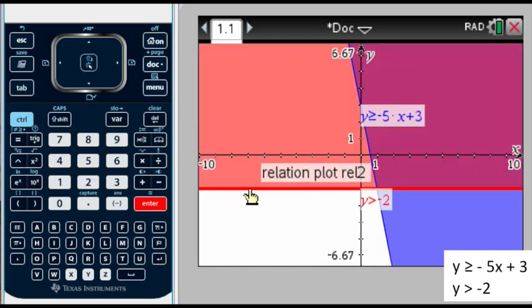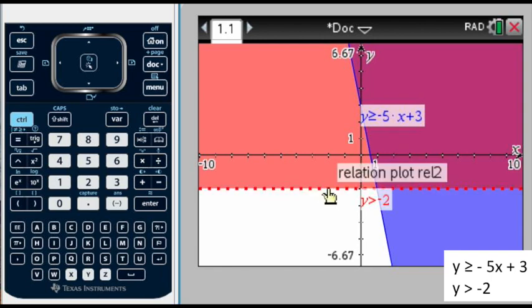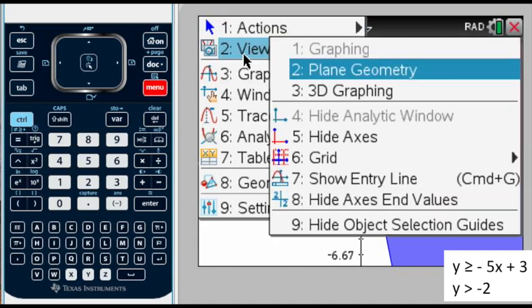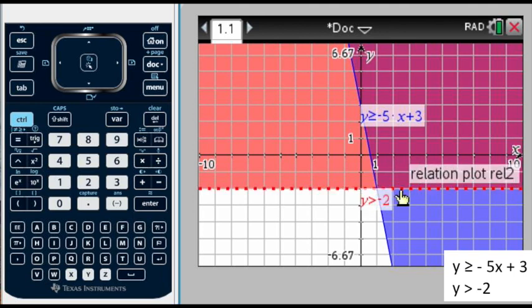So here we can see in red our second inequality, everything on top is shaded. In blue we can see our first inequality, everything on this side is shaded. But I want you to notice this. By hovering over, you can double check that this is actually dotted and this is solid. Okay? Since our intention is to put this graph in on paper, what we are going to do is press Menu, View, Grid, and use the line grid so we can see exactly which are the dots that are inequalities.